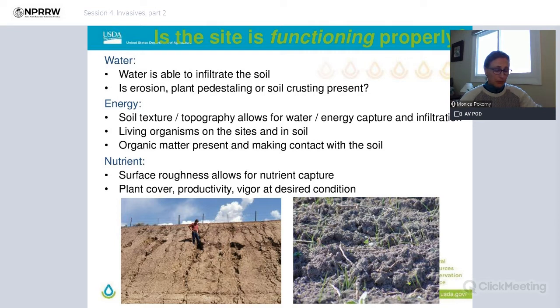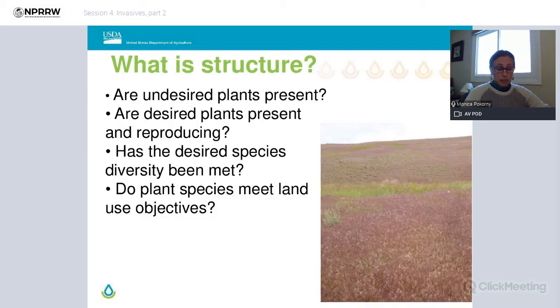So that's what I'm referring to when I'm talking about plant or site function. And then what we mean by structure is usually what we think about with invasive plant management or weed management. And I might be using those terms interchangeably in this presentation, so just bear with me.